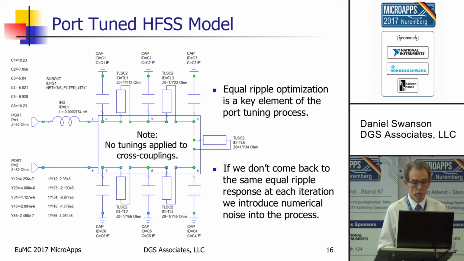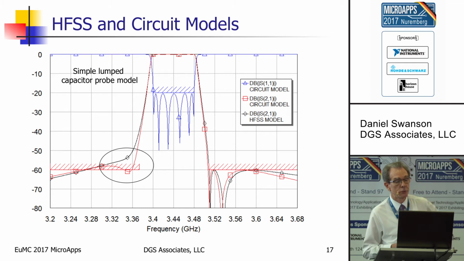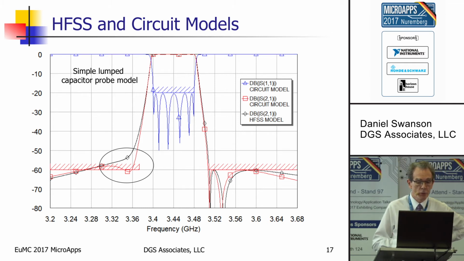So here's the result. Here's our HFSS model, the black line for the transmission, and the red line is the equivalent circuit model using a simple lumped capacitor to model the probe. You can see the agreement is pretty good on the high side here, and we're predicting the low side, but the biggest disagreement is right in here. And it turns out that has to do with the capacitive probe.